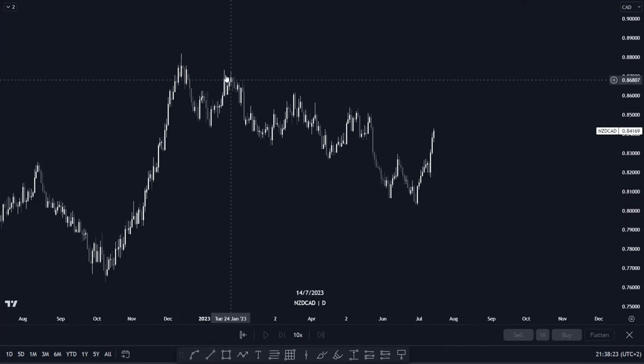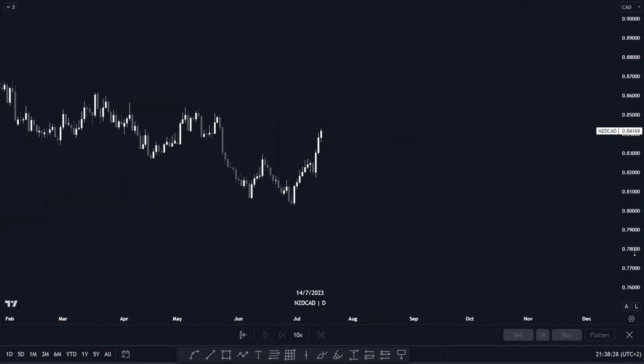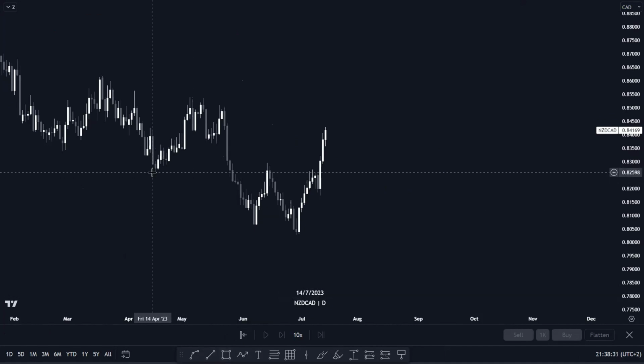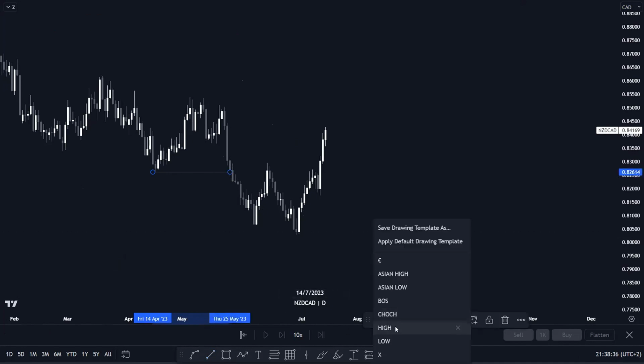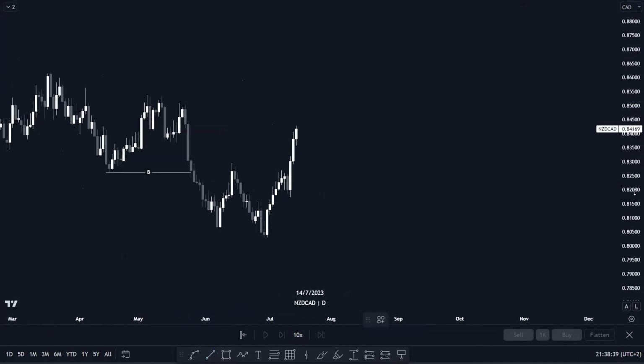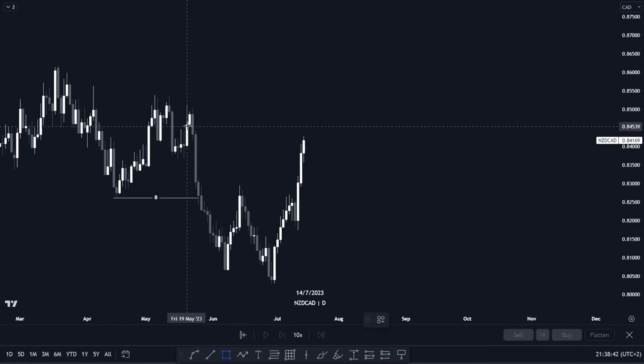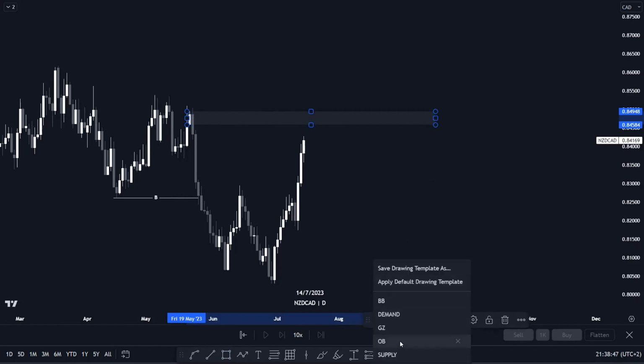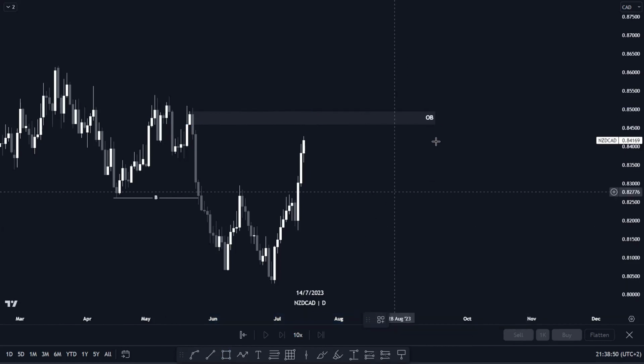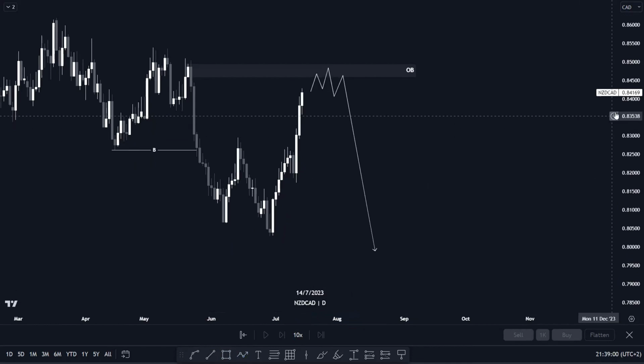For NZD CAD, we've been moving bearishly so, creating our lower highs, lower lows. So lower high, lower low, lower high, lower low, lower high. So now we're currently pushing to the upside, approaching our lower high. So we're going to look for our entries based on this order block entry here. And within our order block entry, we're going to look for our confirmation entries, something like this, to push price to the downside.